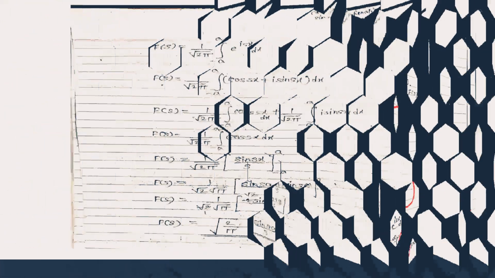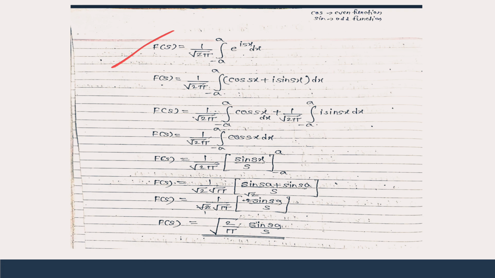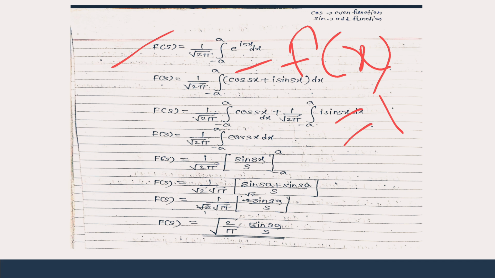So in the next step, f of s is equals to 1 by under root 2 pi, integration from minus a to a, the value of f of x is 1, because according to the limits, then e raised to iota sx into dx. Then in the next step, f of s is equals to 1 by under root 2 pi, minus a to a.